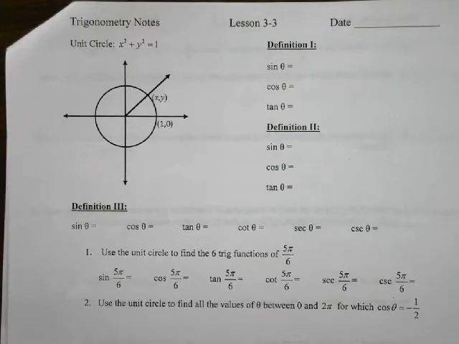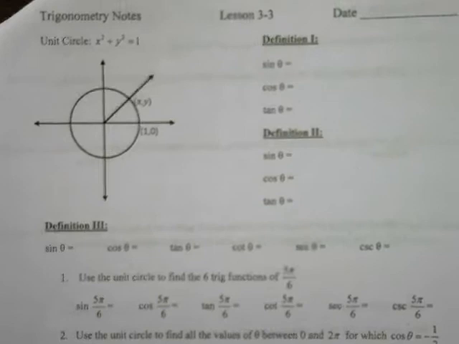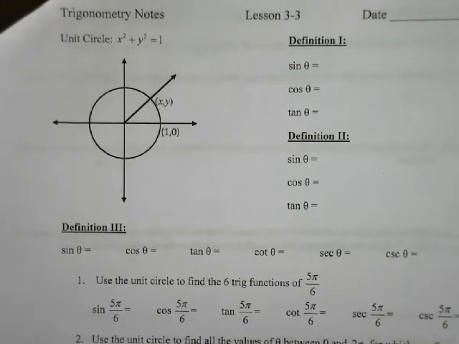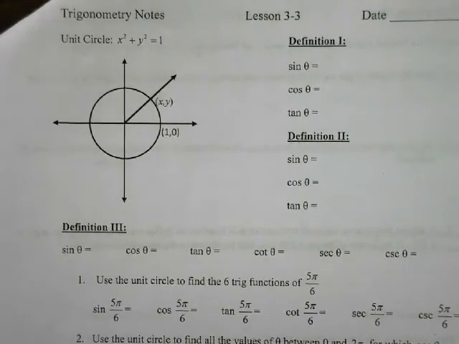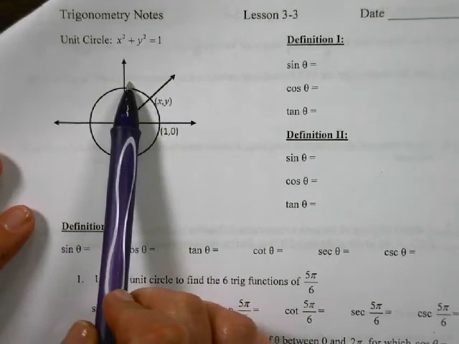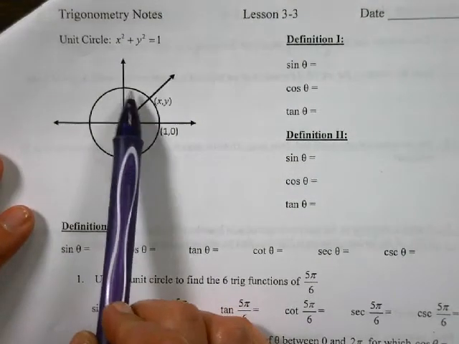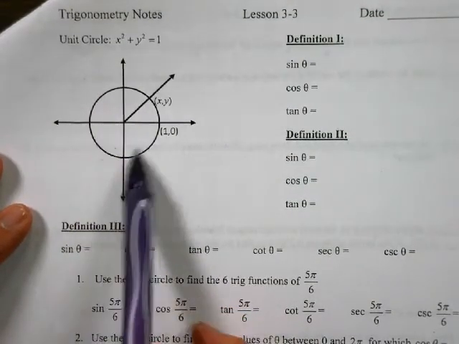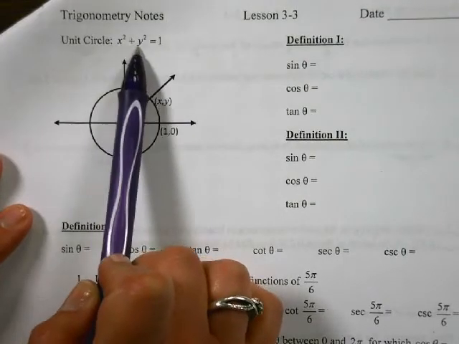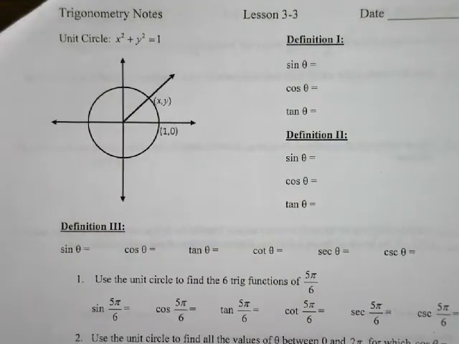All right, so 3 there says, this is actually definition 3. We're going to get to definition 3 today. But the first thing you have right there, it talks about the unit circle. So the very first picture right up here has a picture of a unit circle, and it says my formula for that is x squared plus y squared equals 1.